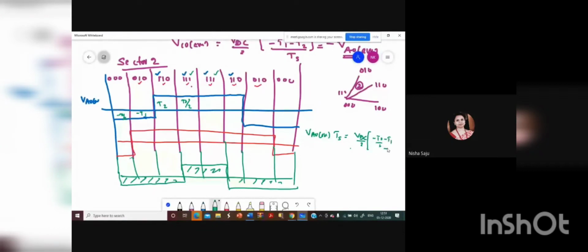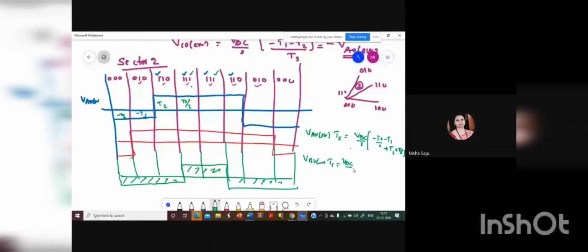Similarly, for VB0 average also you can write the expression. VDC by 2 into simply minus T0 by 2, right? So this is minus T0 by 2, plus T1, plus T2, plus T0 by 2. What about VC0 average? That is equal to VDC by 2 into minus T0 by 2, minus T1, minus T2, plus T0 by 2.